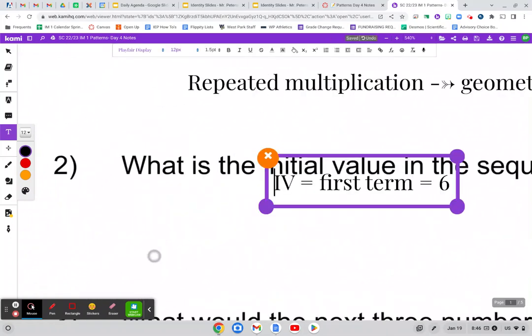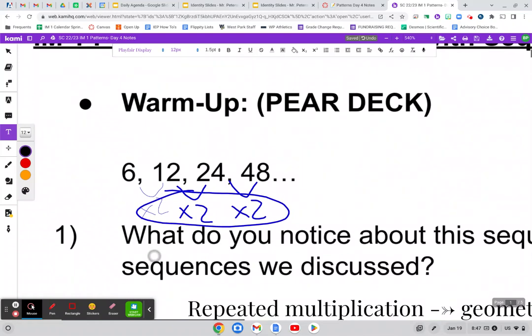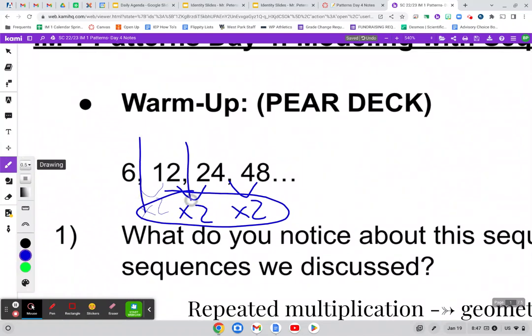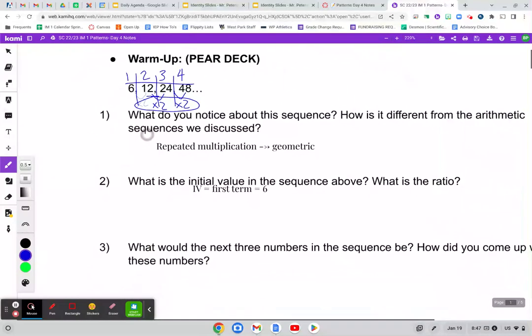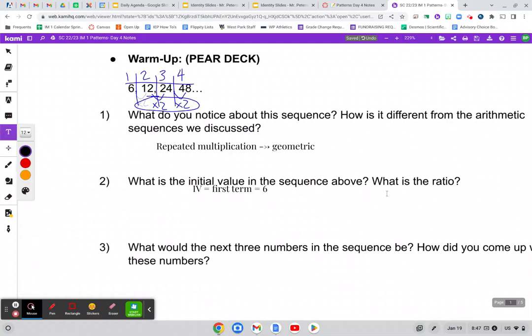Now, I like to see this visibly as a table. So if you were to make a table here, you could see that 6 is the first term, 12 is the second term, 24 is the third term, 48 is the fourth term. All right. What is the ratio? That's simply what you're multiplying by, right? So the ratio, in this case, what we are multiplying by, that repeated multiplication, is going to be 2.